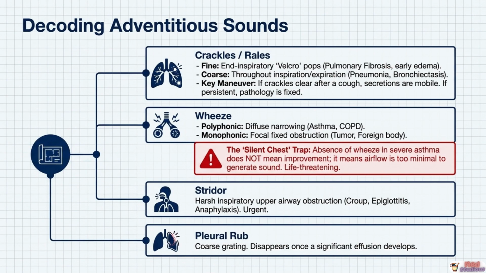Beyond normal breath sounds, 4 categories of adventitious or added sounds carry essential diagnostic meaning. Crackles, also called rales, divide into fine crackles, described as end inspiratory Velcro pops, classic for pulmonary fibrosis and early pulmonary edema, and coarse crackles, heard throughout both inspiration and expiration, classic for pneumonia and bronchiectasis.